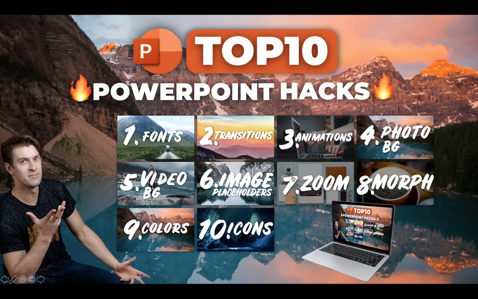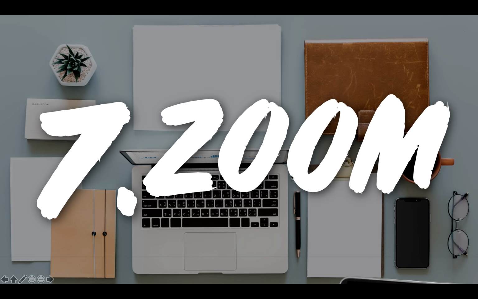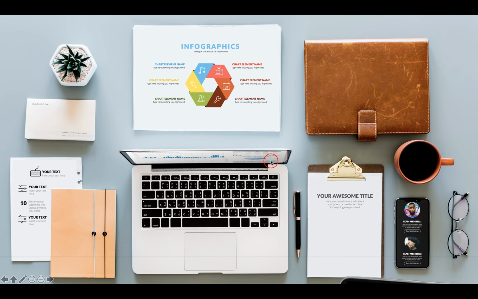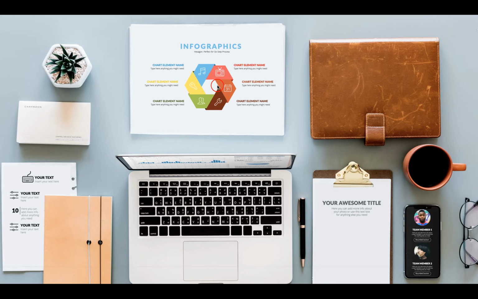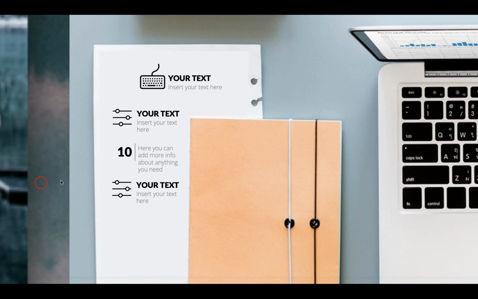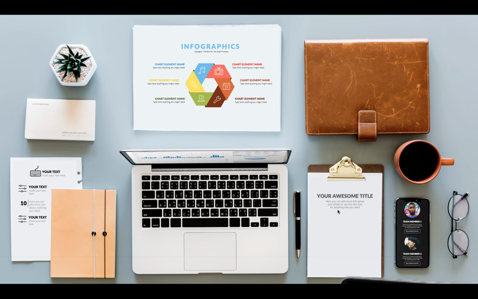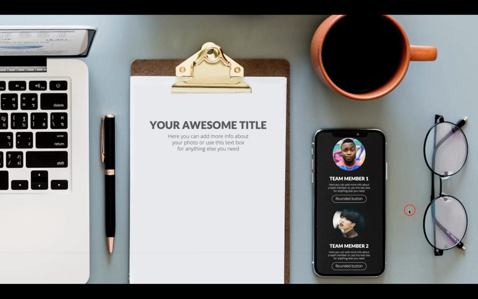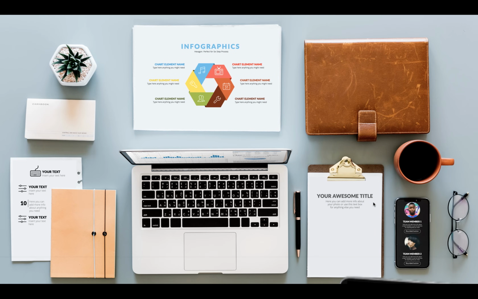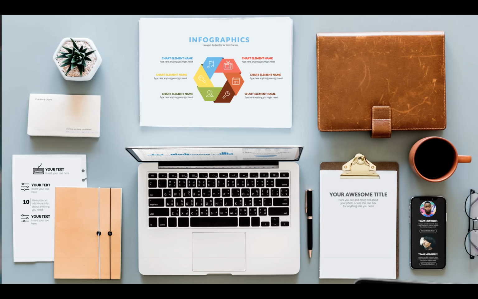Alright, now let's continue with tip number 7. That's the zoom, ladies and gentlemen. Zoom is a very awesome feature of PowerPoint. However, it's available in Office 365 and PowerPoint 2019. Zoom allows you to zoom into different slides of your PowerPoint presentation. So you basically have like a home page slide, and then you can zoom into different slides of your presentation. So that's a really awesome non-linear experience for navigating your PowerPoint presentation.